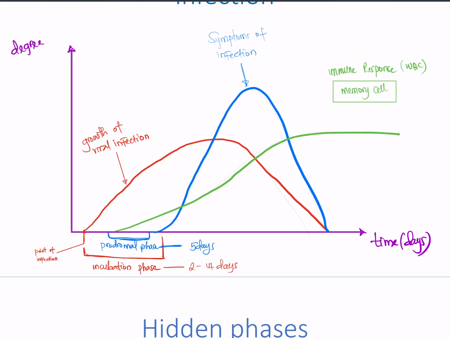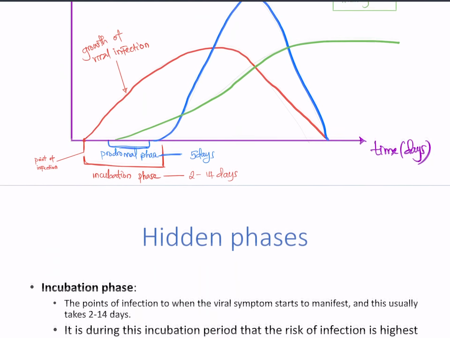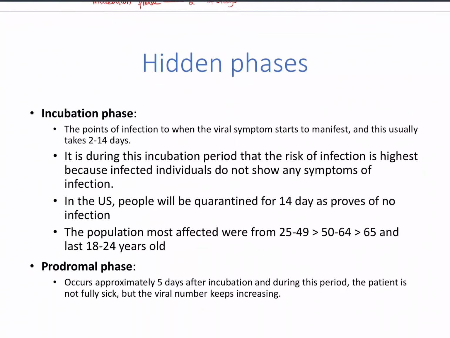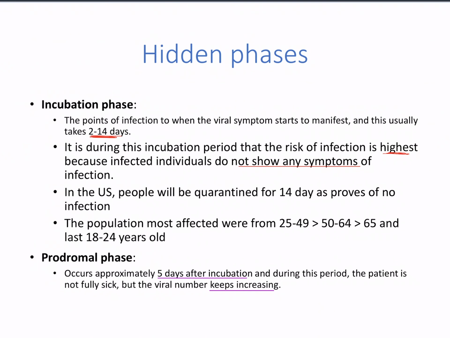So I call these two phases the hidden phase because this is when the risk of transmitting this disease is highest, because you or anyone that is infected does not show any symptoms of infection, but they are infectious.